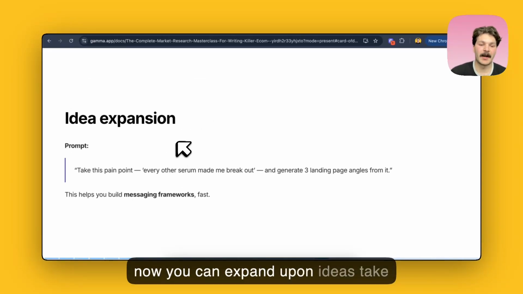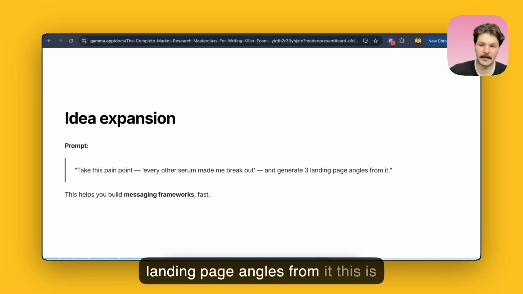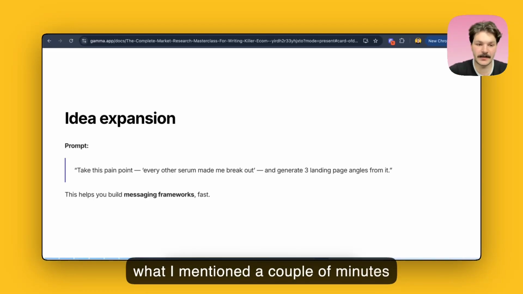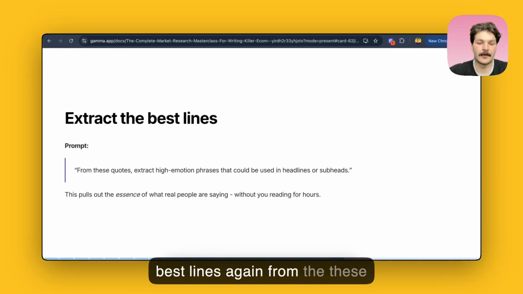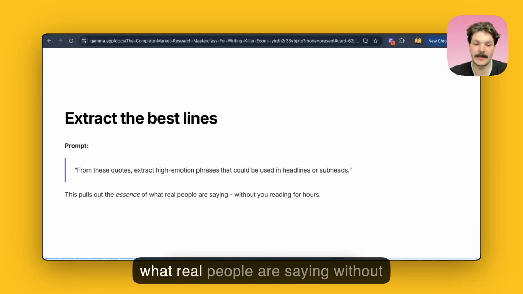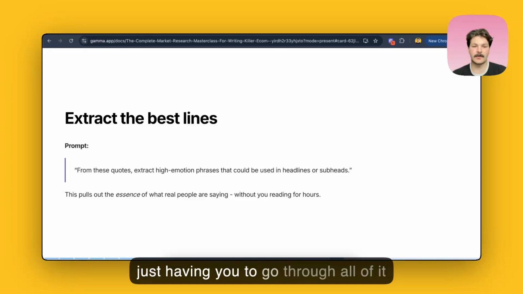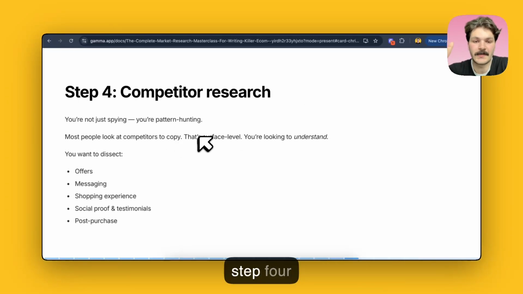Now you can expand upon ideas, take the pain point and generate 3 landing page angles from it. This is what I mentioned a couple of minutes back. Just build out messaging frameworks fast. You can extract the best lines, again, from these quotes, extract high emotion phrases that could be used in headlines or subheads, pull out the essence of what real people are saying without having to go through all of it for hours. And then we're going into step 4.